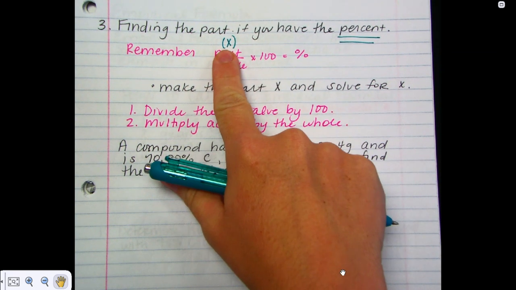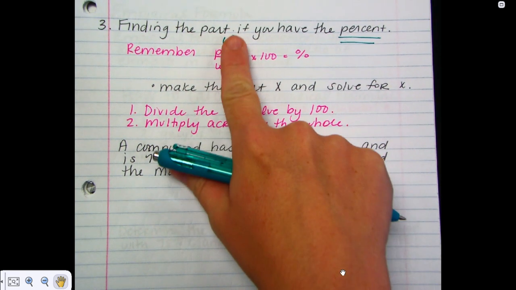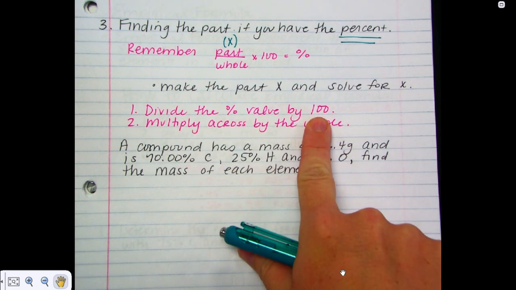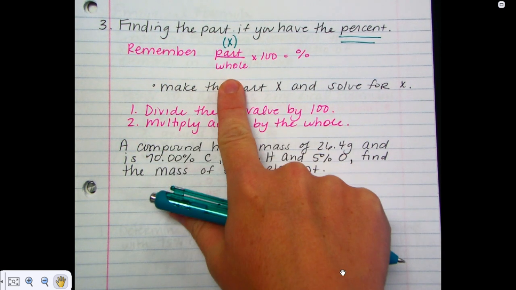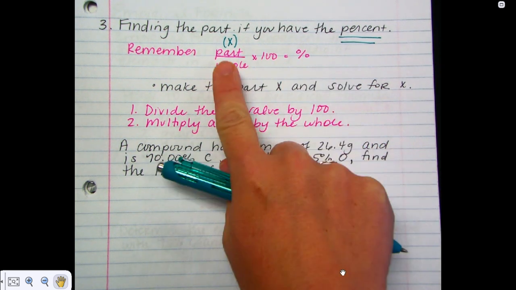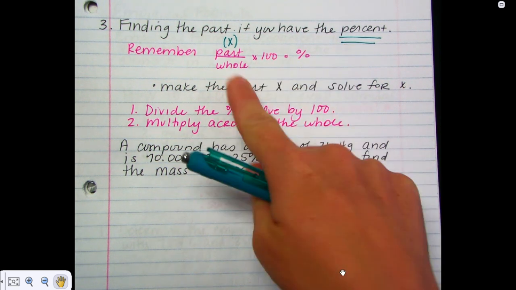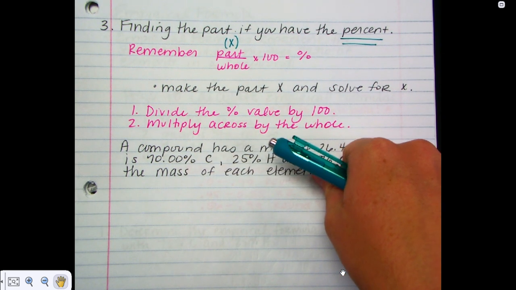How do you isolate x? Well, what are you going to do first? You're going to divide by 100. Divide by 100. That's going to leave you x over the whole equals some number. Then multiply by the whole. That gets you x by itself. And this is all algebra.